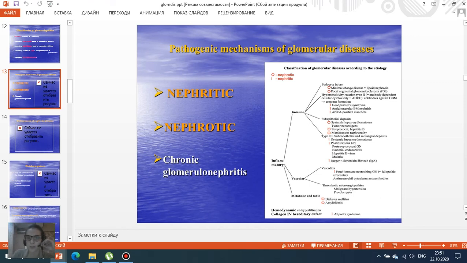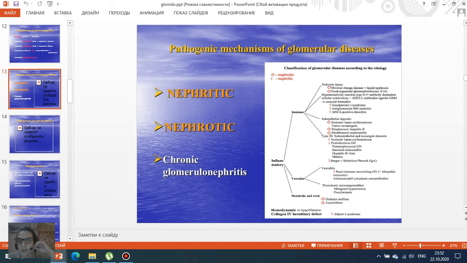But it may be another situation, inflammatory to immune, and in Goodpasture syndrome or anti-glomerular basement membrane nephritis, or ANCA-positive disorders, when we have podocyte injury.